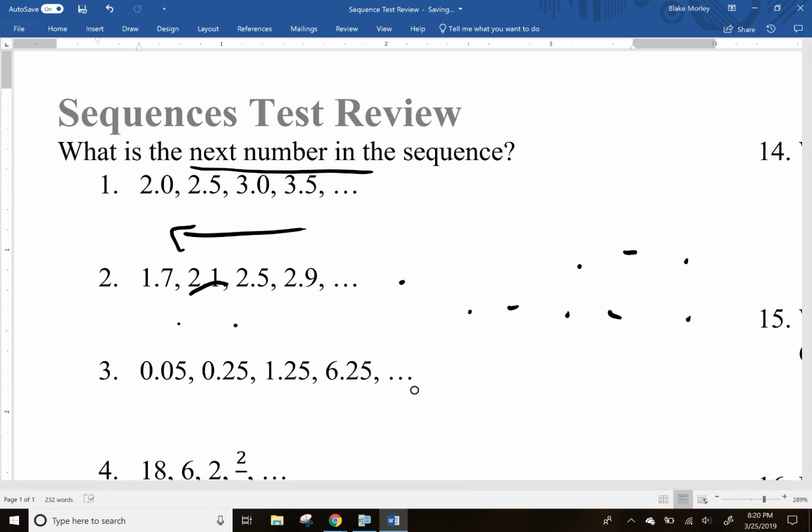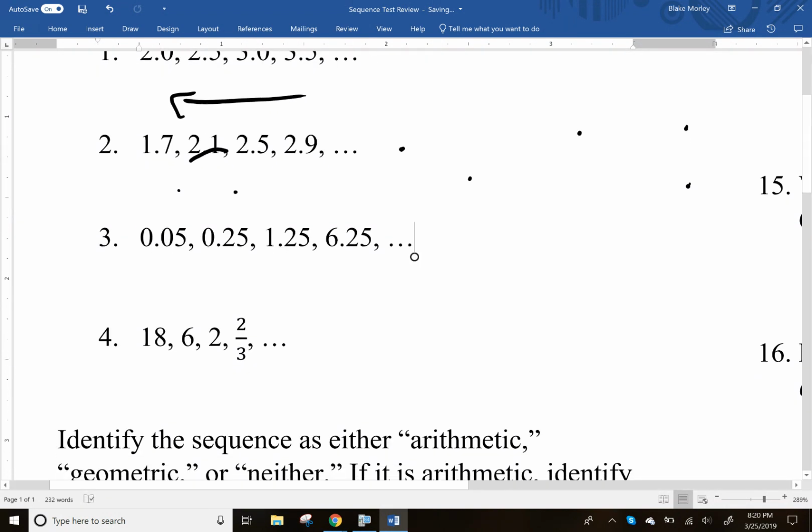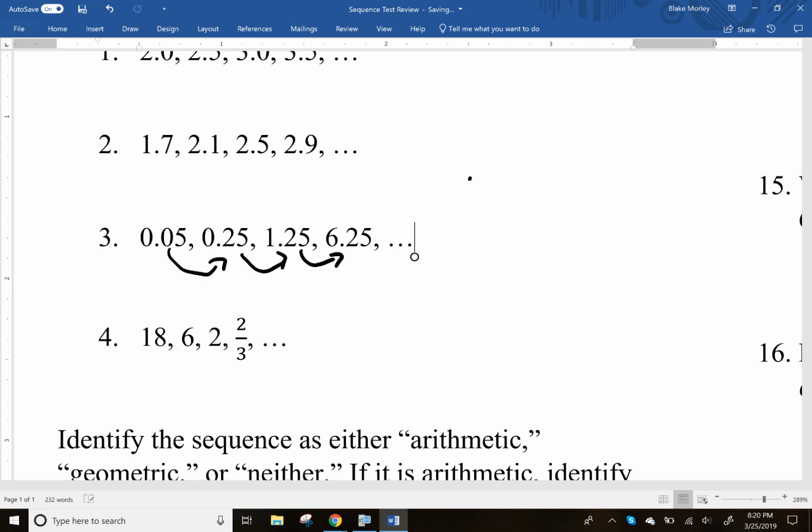All right. So now looking at the third problem. So now looking at this 0.5 to 0.25 to 1.25 to 6.25, I'm noticing that this doesn't necessarily look like an arithmetic sequence. It doesn't really look like I'm adding the same number every time.